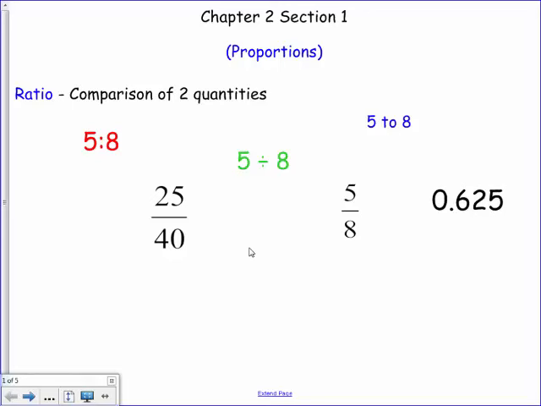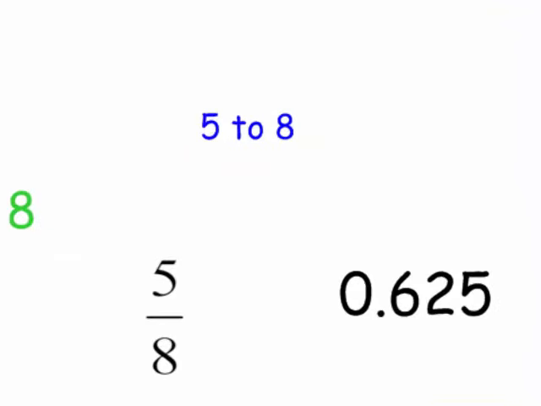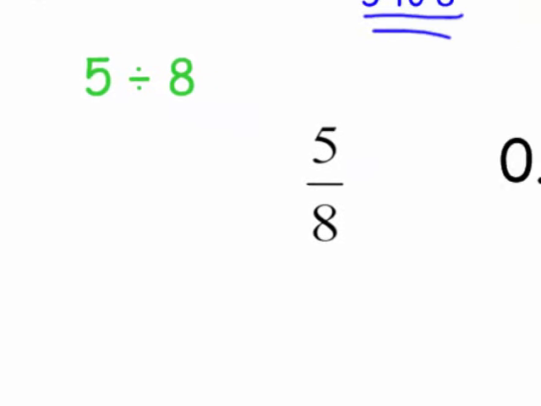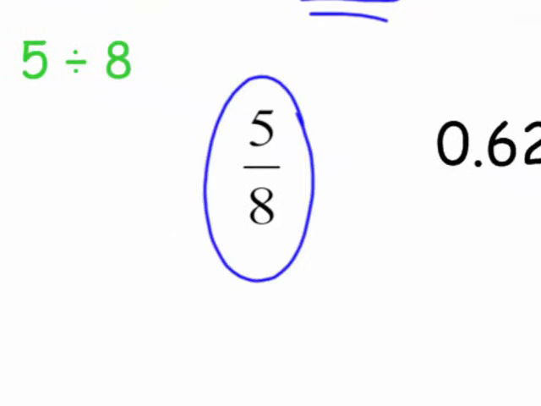We really have three ways we could write a comparison of two quantities. In this case, I'm comparing the quantities 5 and 8. One way to do it is just with words. I could say 5 to 8. Another way to write it is with a colon, as you can see over here, 5:8. That's also how I read it, 5 to 8. And the last way, and the most common way, is to write it as a fraction. It's the same thing, we read it as 5 to 8.